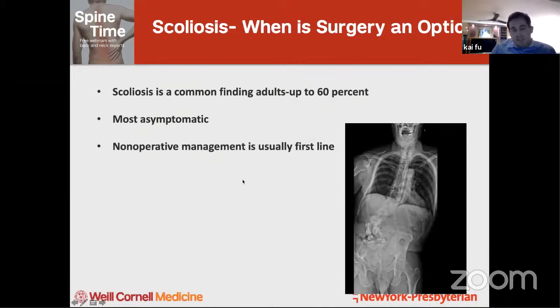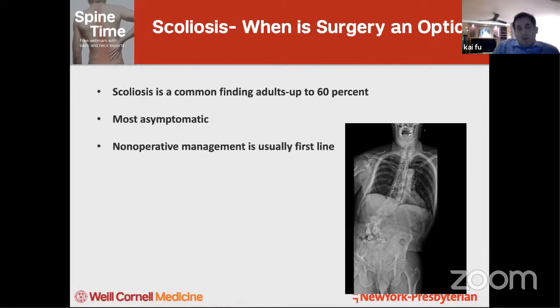We work together as a team, myself, Dr. Pack, surgeons and pain management, as well as physical therapists and rehab doctors, to treat patients holistically for the scoliosis. My part is really when other areas don't work anymore and you still have significant symptoms, surgery then is an option that you can consider.